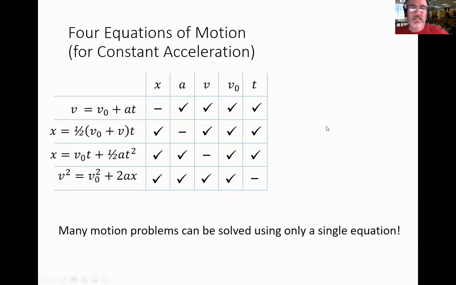So now we can see, once we have these 4 equations of motion, there are a lot of problems that you'll see where you only need 1 equation. Occasionally you'll need 2, just to avoid square rooting something, but very often you'll only need 1 of these 4 equations to solve just about any problem that we're going to do with equations of motion.